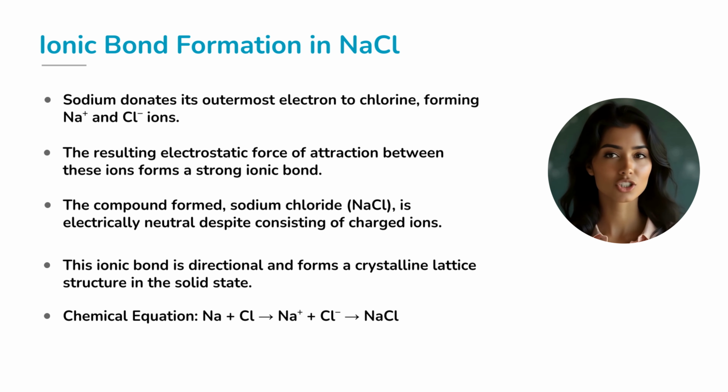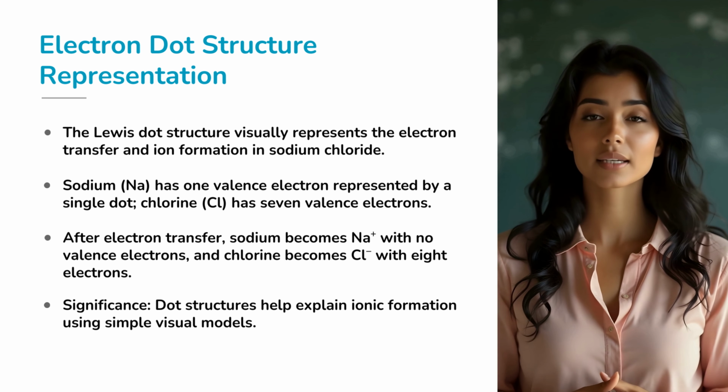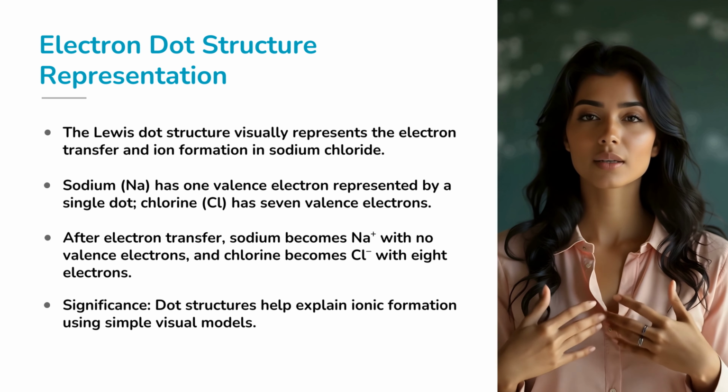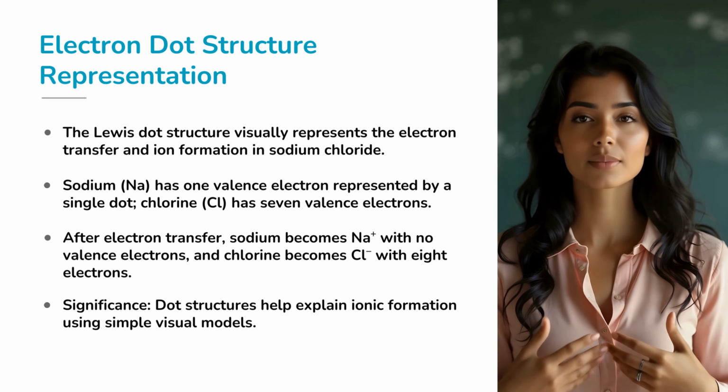Let's state the reaction in words. Sodium atom reacts with chlorine atom to form sodium ion and chloride ion. These ions then combine to form sodium chloride. In spell format, Na plus Cl gives Na plus and Cl minus, which combine to form NaCl. Let's now use a visual aid, the electron dot structure, to show how this transfer of electrons actually happens.